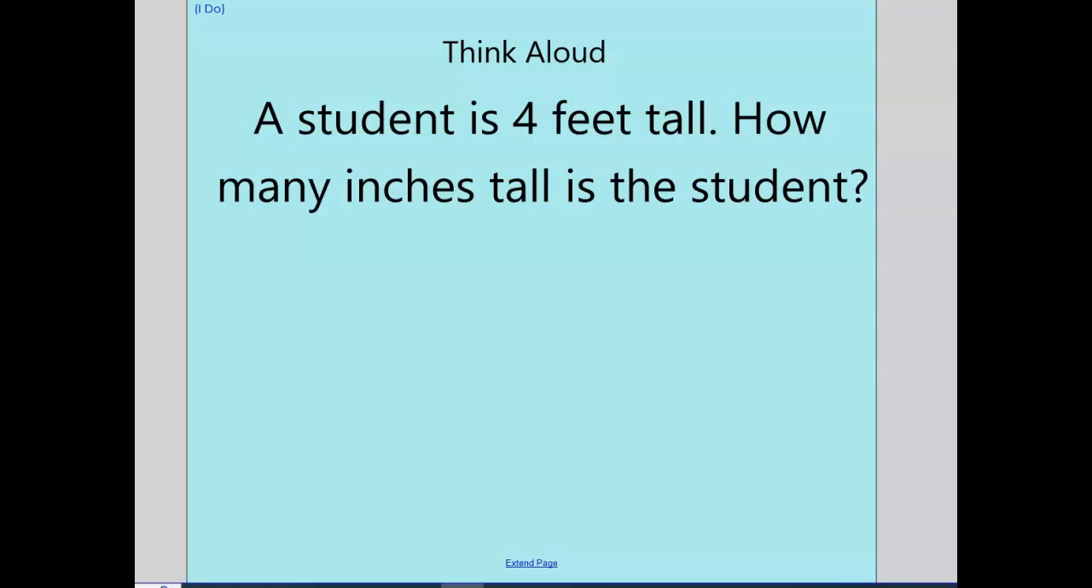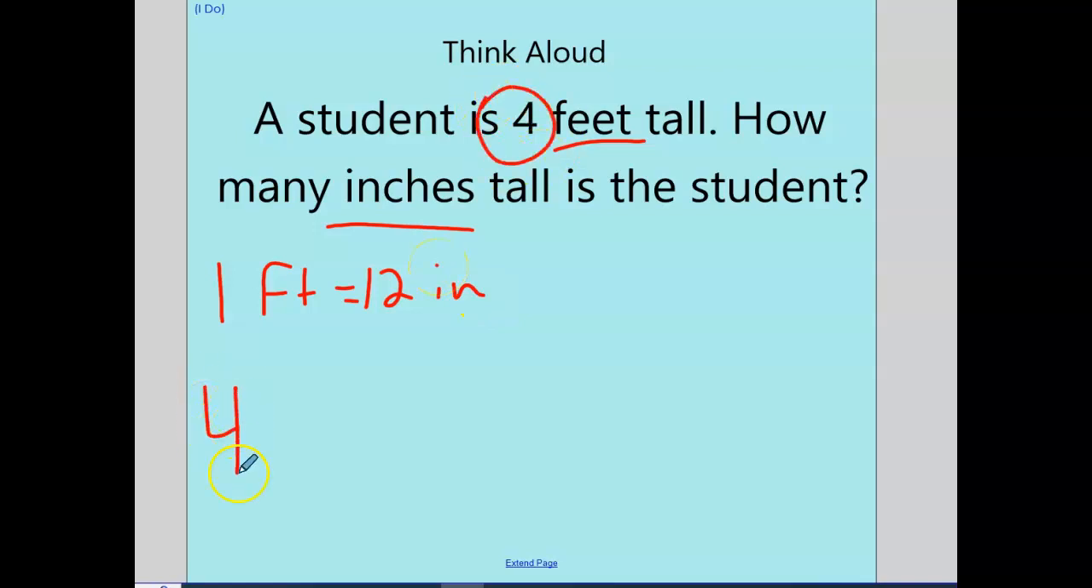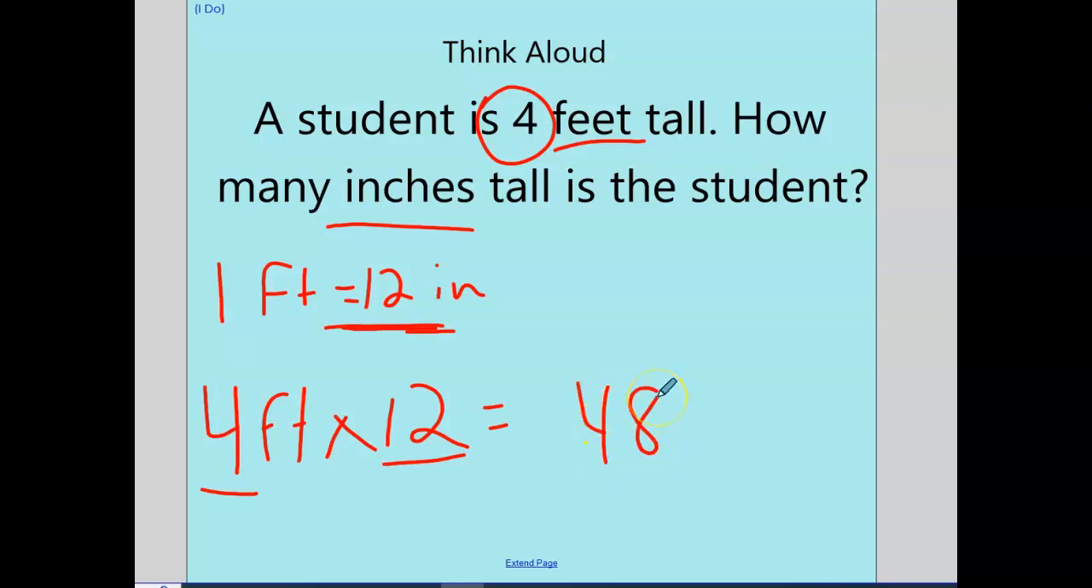Let's see, I'll do this one. A student is 4 feet tall. How many inches? First thing that sticks out to me, it says feet to inches. So that means 1 foot equals 12 inches. But this is talking about 4 feet. And I know that I need to take my inches and multiply it to find my answer. So 4 times 12 is 12 plus 12 is 24. 24 plus 12 is 36. 36 plus 12 is 48. And then I label it inches. The same thing as the chart. Just know your conversion and then use it to multiply.